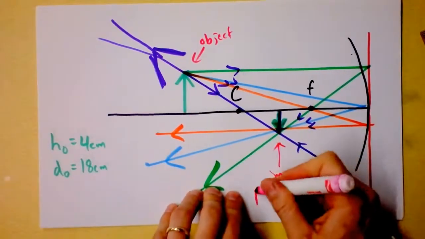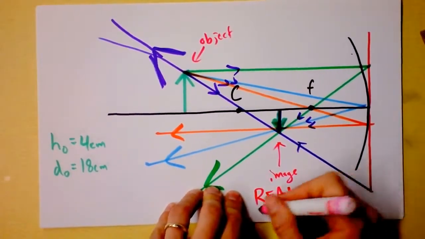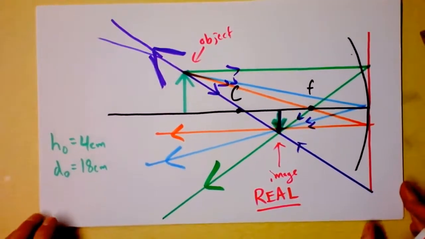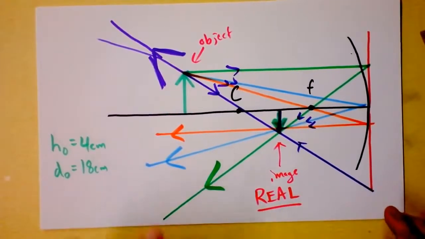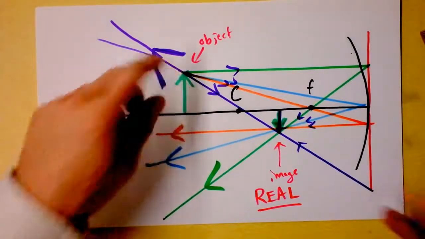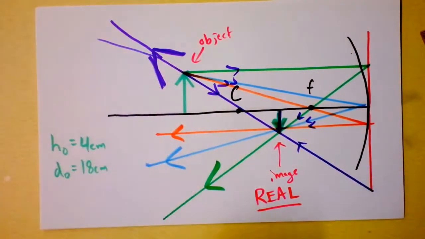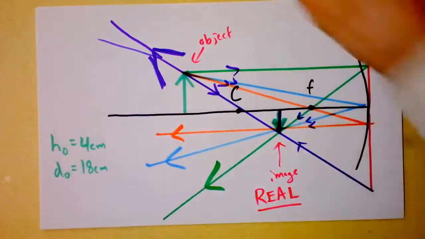Wherever two outgoing rays intersect, you will have a real image. It's real because there's actually light there, and if you put a piece of paper there, you would see the arrow or the flower pot or whatever you had here as your object. I hope it's a flower pot.